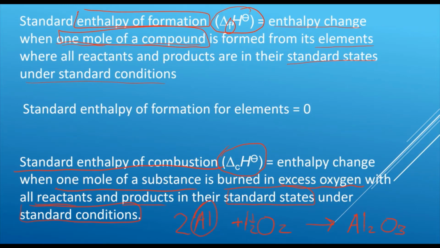So the aluminium is not allowed to have any more than 1 mole or any less than 1 mole. It has to be 1 mole. So what we would have to do in this case is make the aluminium oxide a half mole. So the aluminium can stay as it is, and the oxygen would have to turn into 3/2, because we cannot have 2 moles of aluminium reacting.